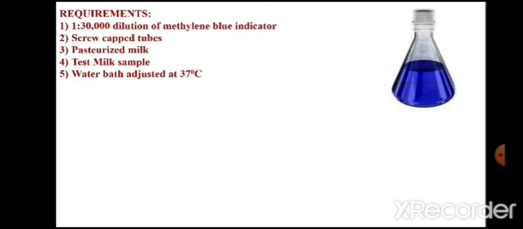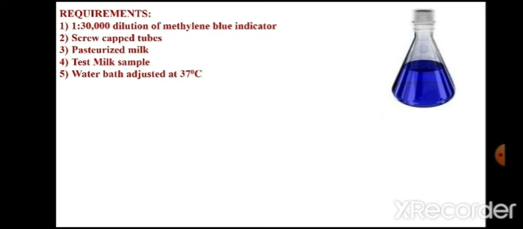Then sterile screw cap tubes. Sterile is not mentioned here, but you need to write sterile screw cap tubes. Now why screw cap tubes? Because to prevent the entry of oxygen. If oxygen is entering a tube, then methylene blue will remain blue colored. Then pasteurized milk sample, then test milk sample and raw milk sample.